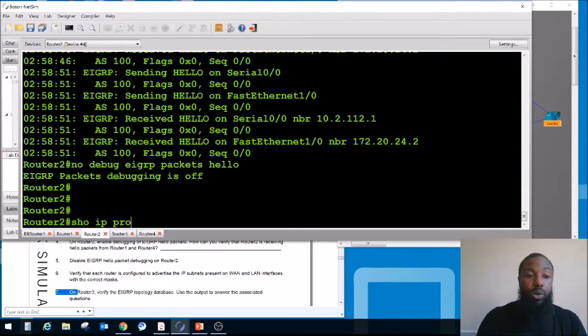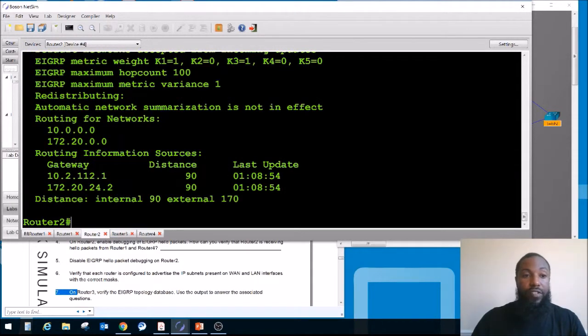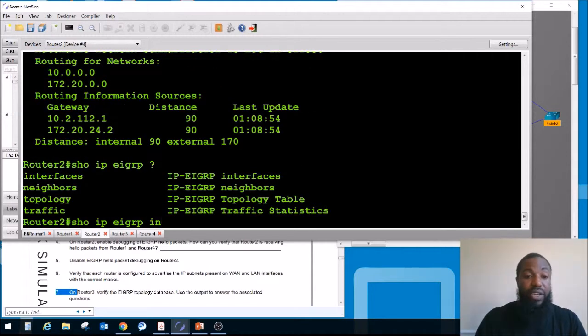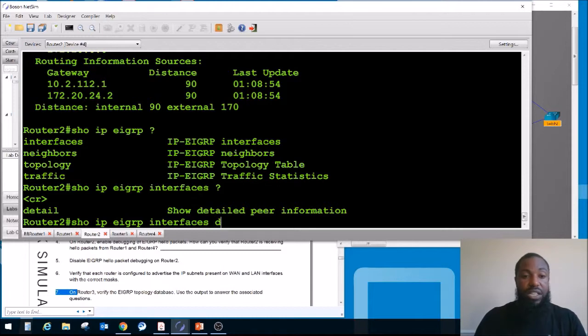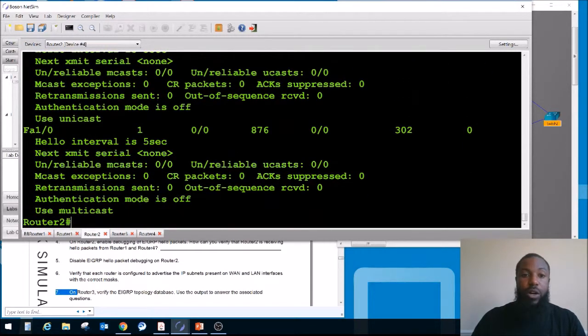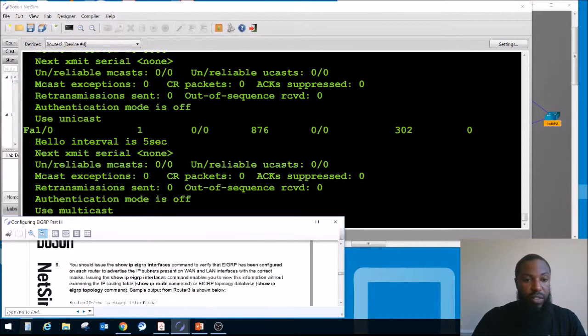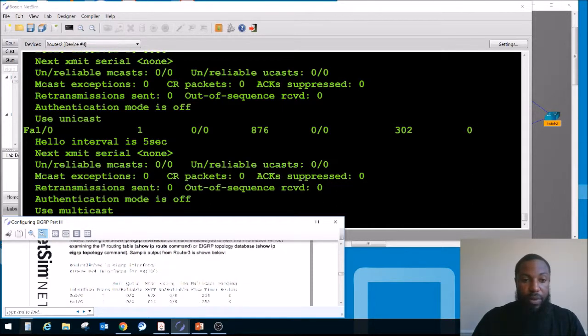Show IP protocols, right? Routed for networks 10 and 172.20. What's the other one we could do? I believe show IP EIGRP interfaces detail? No, I believe it's just show IP protocols. Let's go to the answer. Just double check though: show IP EIGRP interfaces. Yep, just like we said.